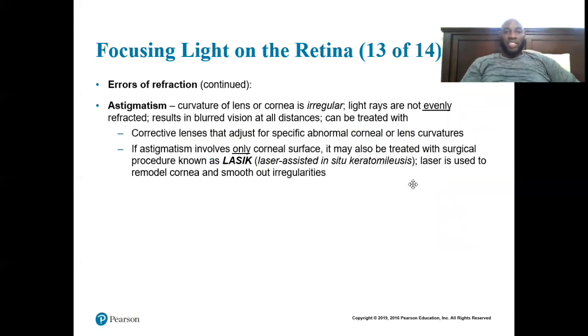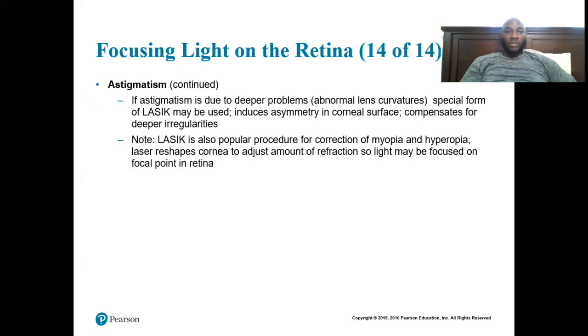We also have astigmatism. Curvature of the lens or cornea is irregular. Light rays not evenly refracted. They have blurred vision at all distances. We have this LASIK procedure, where a laser is used to remodel the cornea and smooth out any irregularities, right? So we can change the shape of your cornea and help you see better.